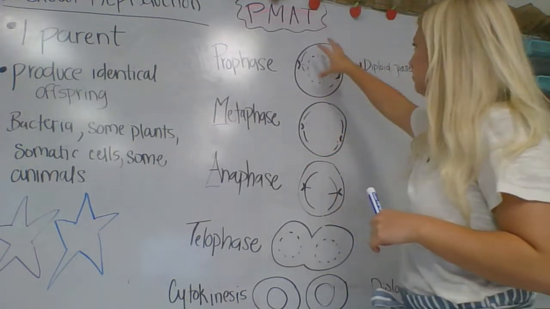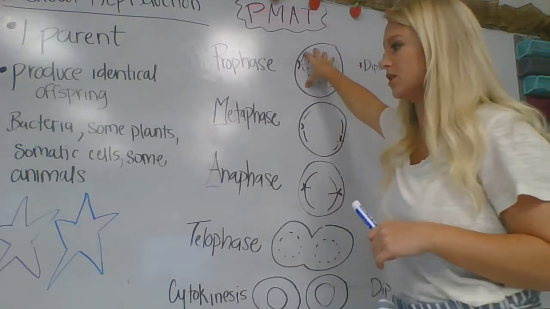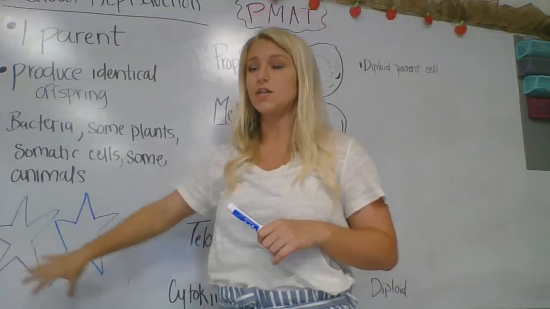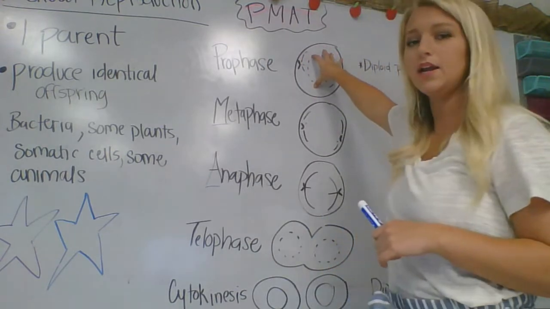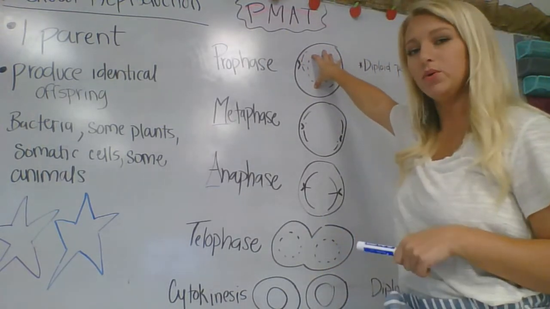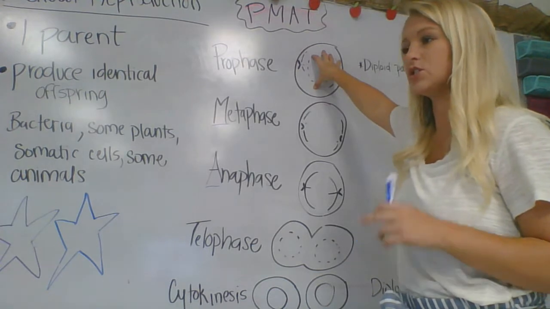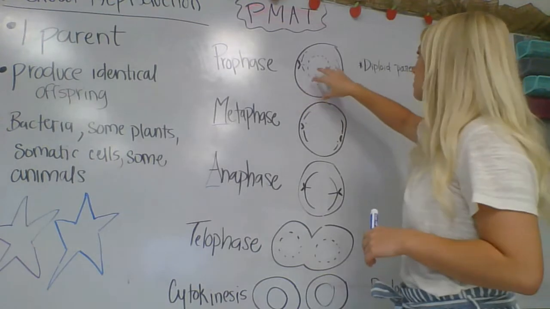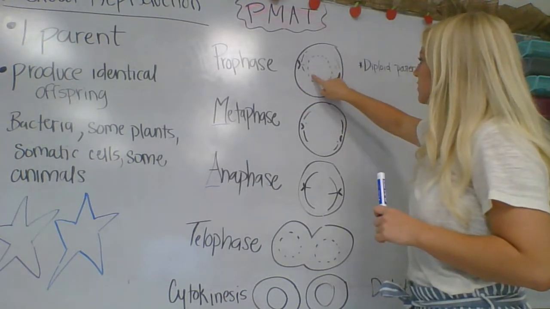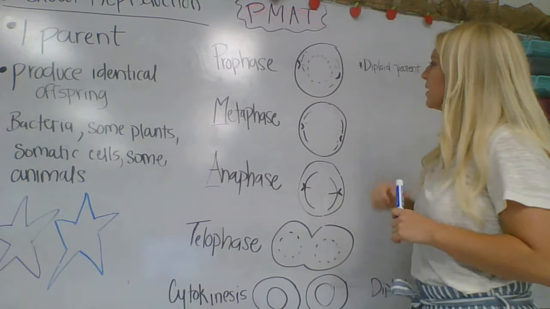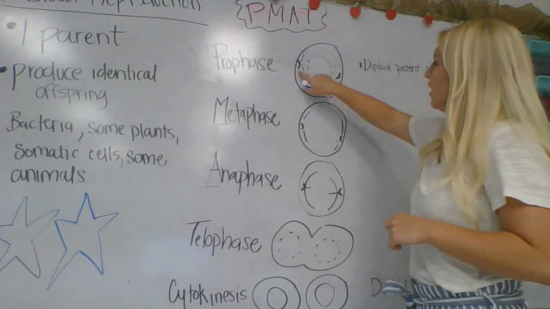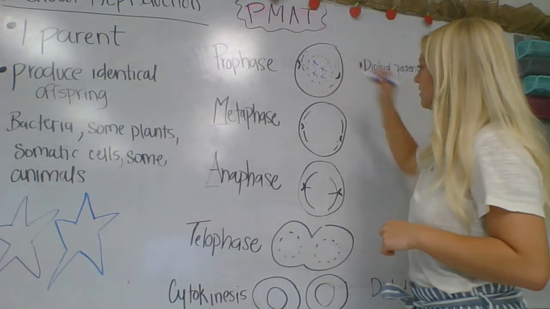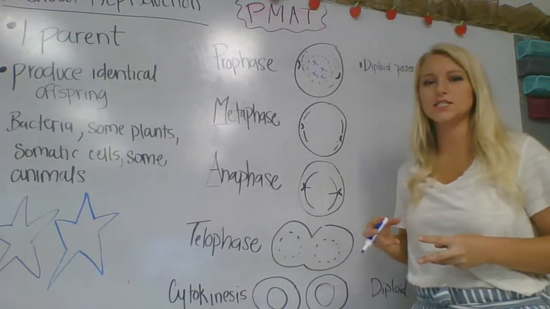In prophase, you just have your single parent cell, so that would be like that beginning parent starfish. It is a diploid number, meaning that it has two sets of chromosomes, or the original number of chromosomes. And what's happening here is your nuclear membrane is starting to disappear. Your chromosomes are starting to condense. They're getting bigger so you can see them and things can start happening.